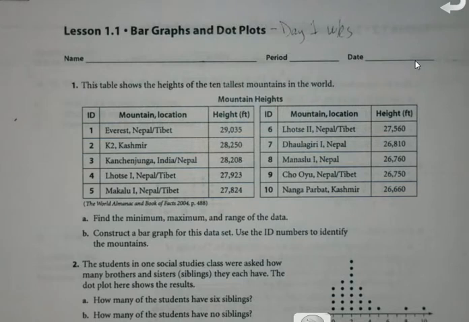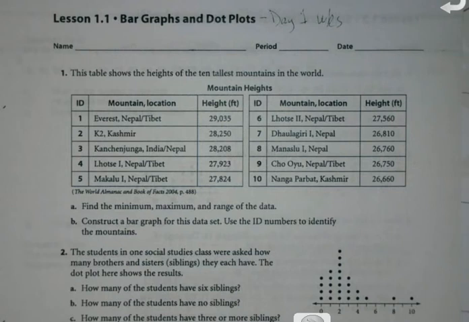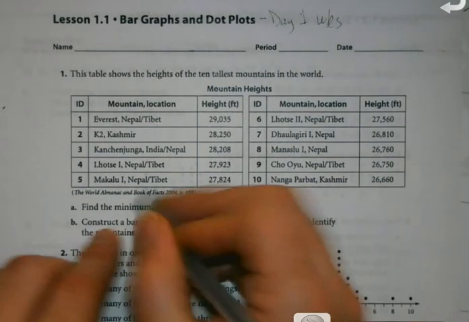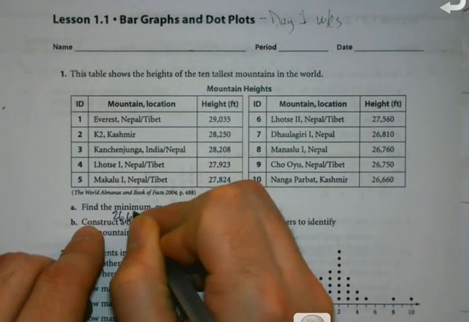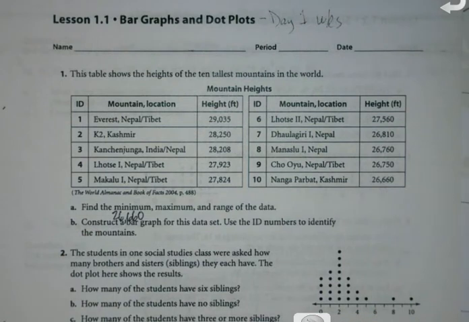But one thing I will do, and I'm actually going to pause this. All right, now that we have graph paper, let's try number 1. Here are the 10 tallest mountains in the world right now. Notice, none of them are around here. Find the minimum, maximum, and range of the data. Okay. Which is the shortest mountain that we see in the chart? Okay, number 10 is. So my minimum is 26,660. Okay, what about my max?